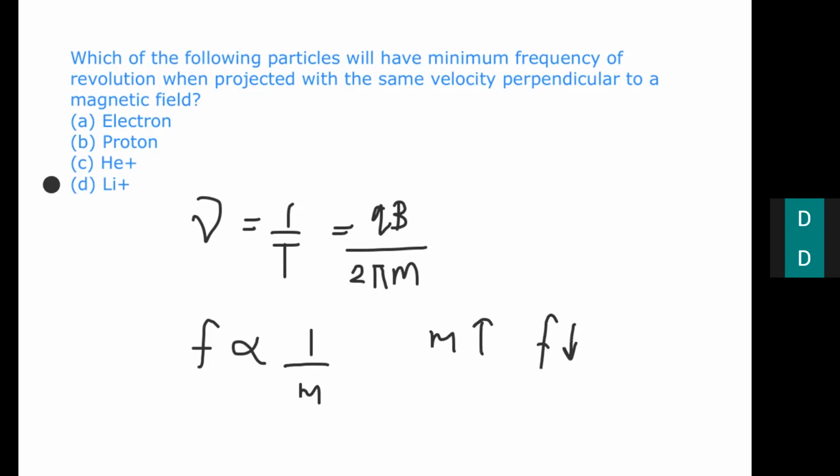If lithium was replaced with, let's say, another option, say beryllium, for example, if we had the ion of beryllium, then that would have been the answer. So out of all these four charged particles, the lithium ion would have the minimum frequency of revolution. So yes. Okay, we'll move to the next question.